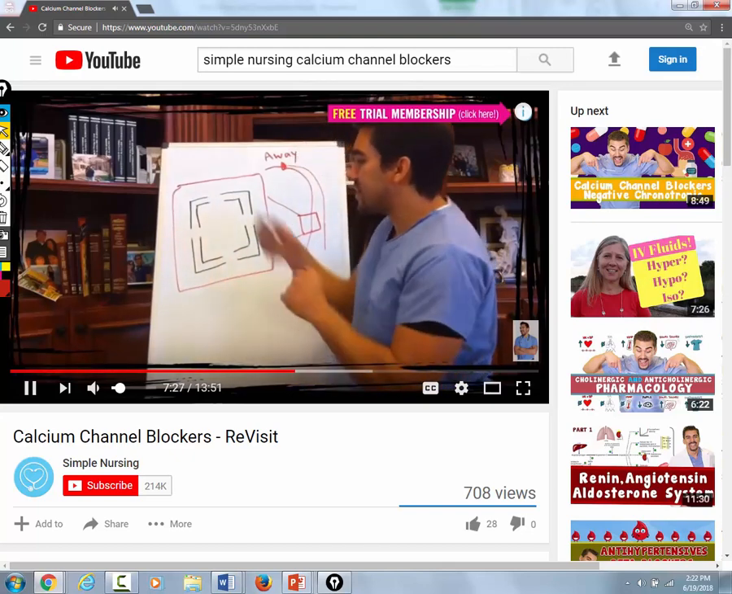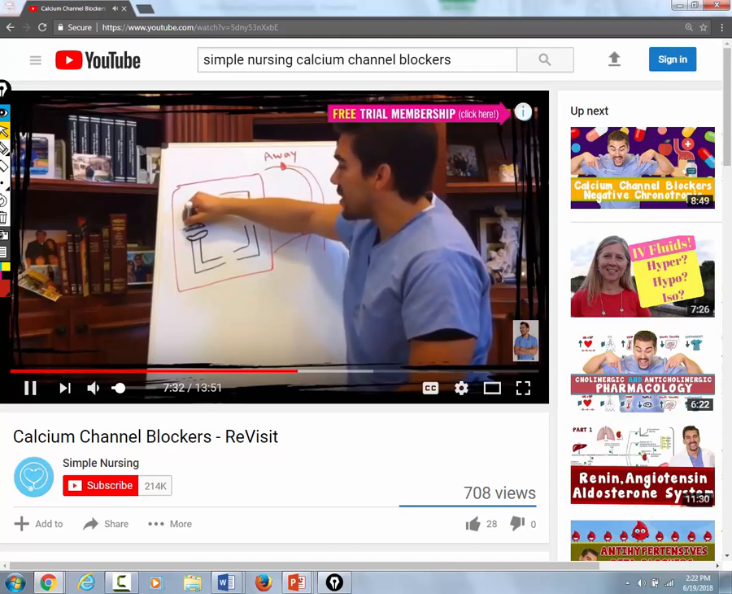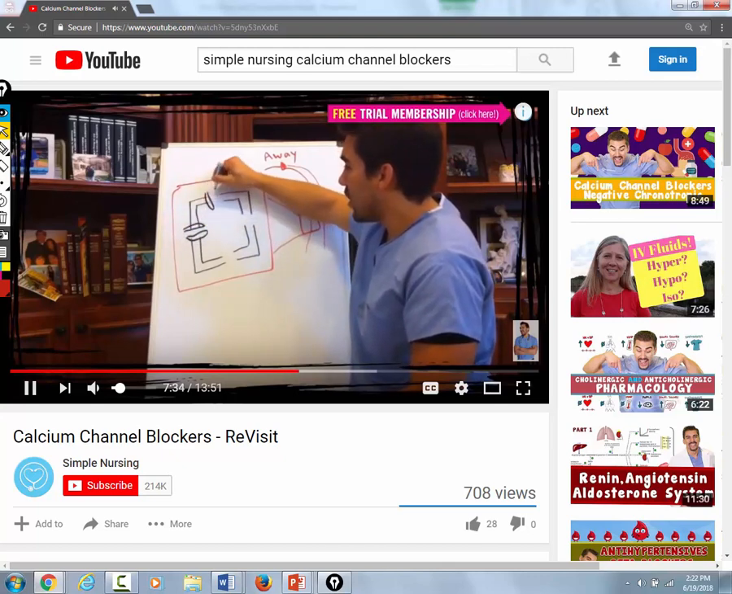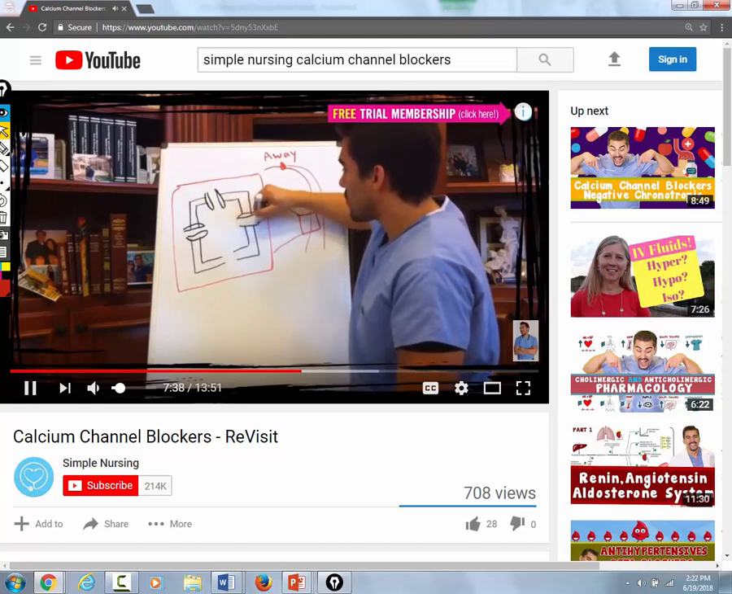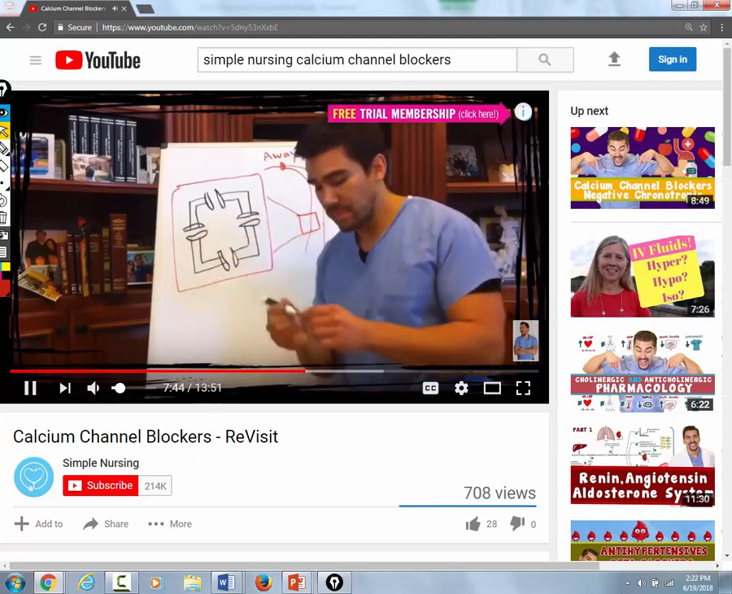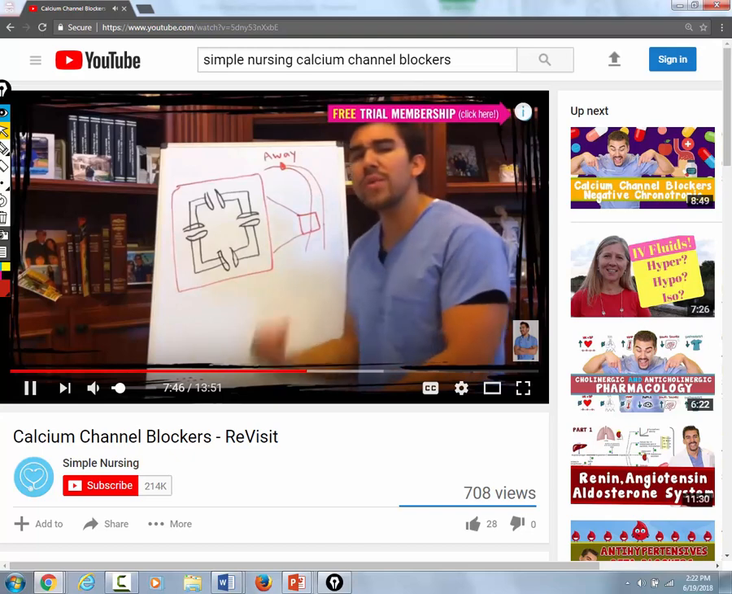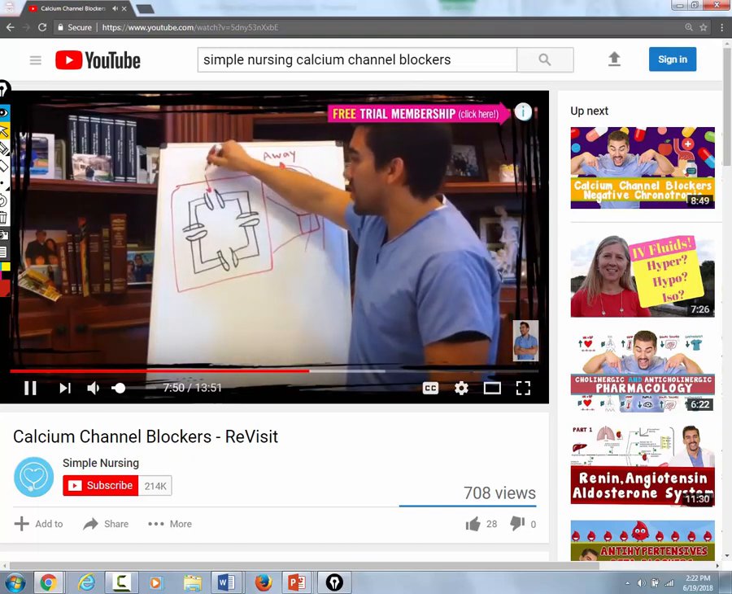So we can say that these gates bring enzymes into the cell and also release enzymes from the cell. First of all, they don't release enzymes. And the big channel that we're talking about here is calcium. So why do we want to block calcium from getting into the cell? Here it comes. It's very simple to understand.